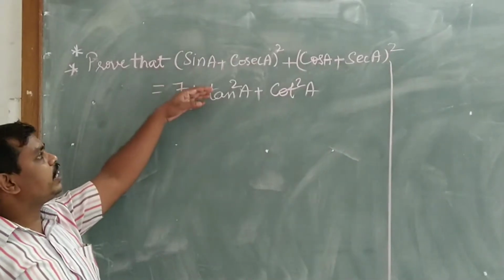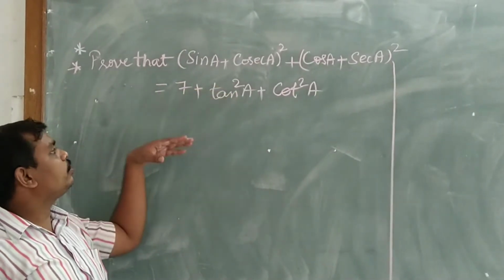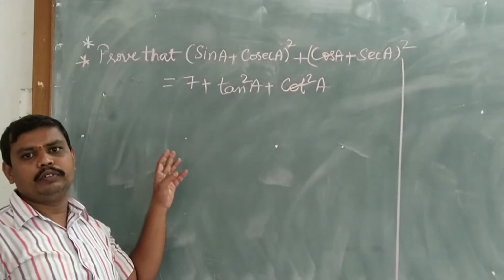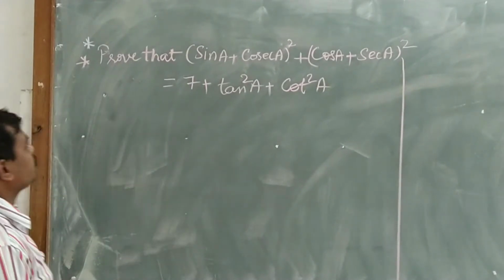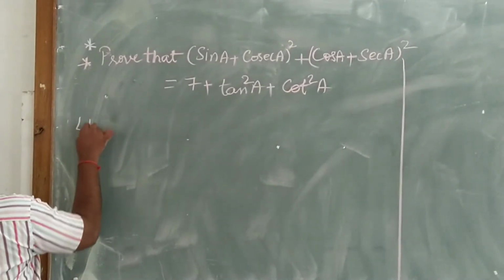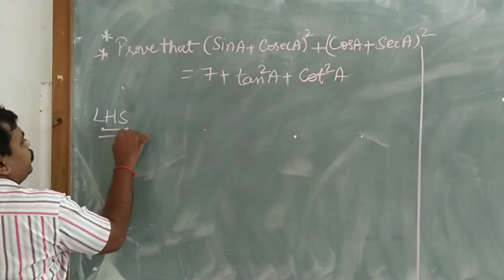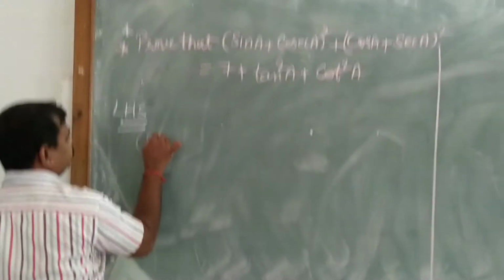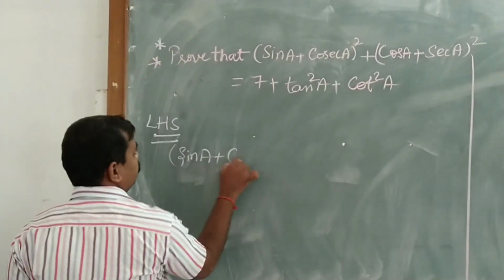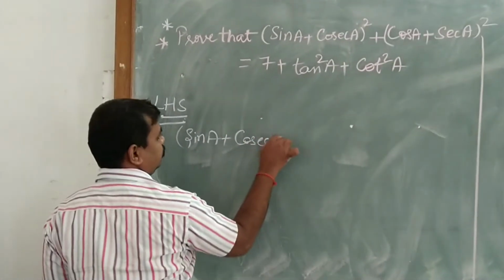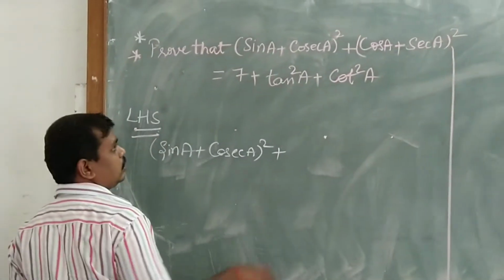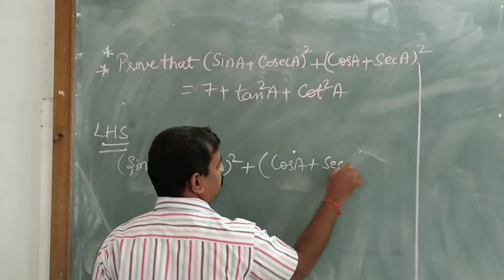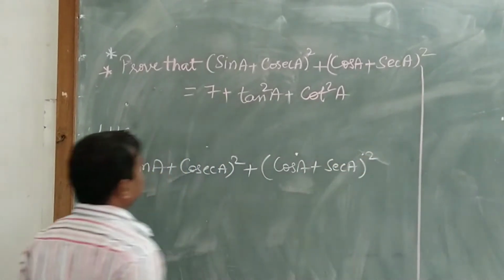Prove that (sin A + cosec A)² + (cos A + sec A)² = 7 + tan² A + cot² A. This is a very important question for 4 marks, students. So let us take the LHS and we will prove this. What is the LHS here? (sin A + cosec A)² + (cos A + sec A)².